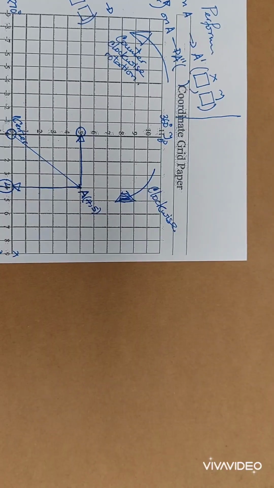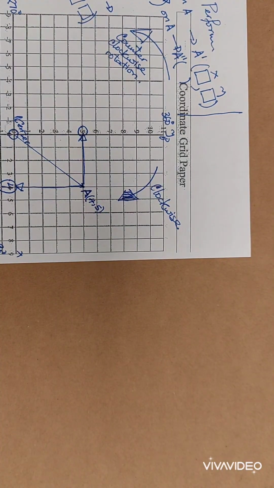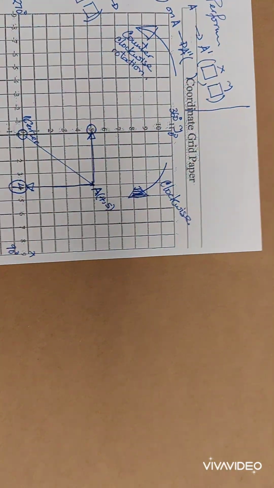Okay, and plot the point 5, -4. Okay, so 5, -4 is right here. So this is where A prime will be, where A prime represents a rotation of 90 degrees clockwise. So our A prime coordinates are right here.